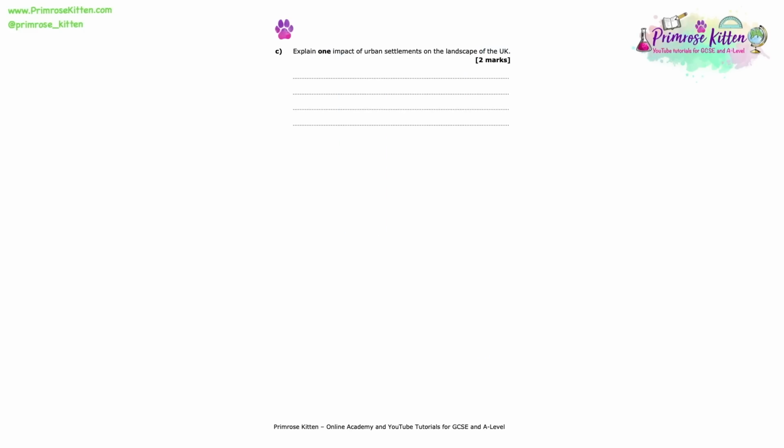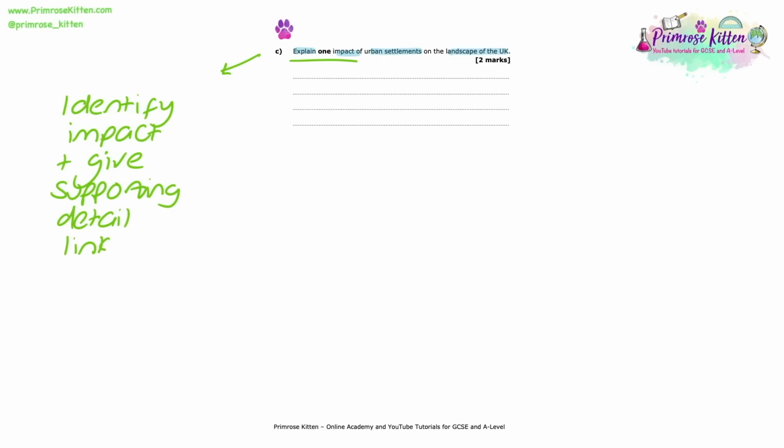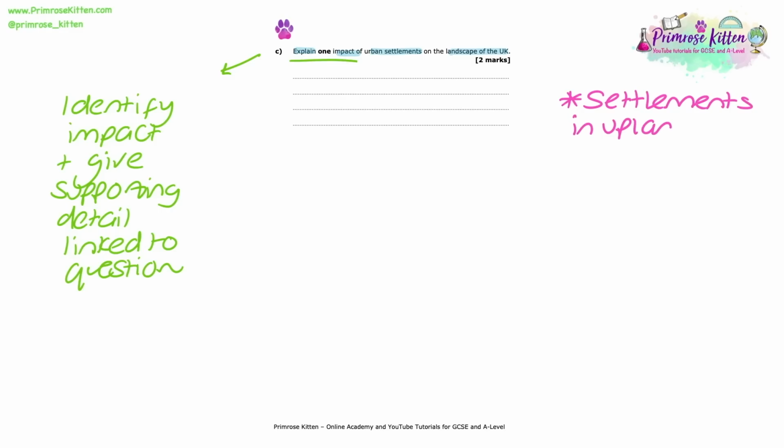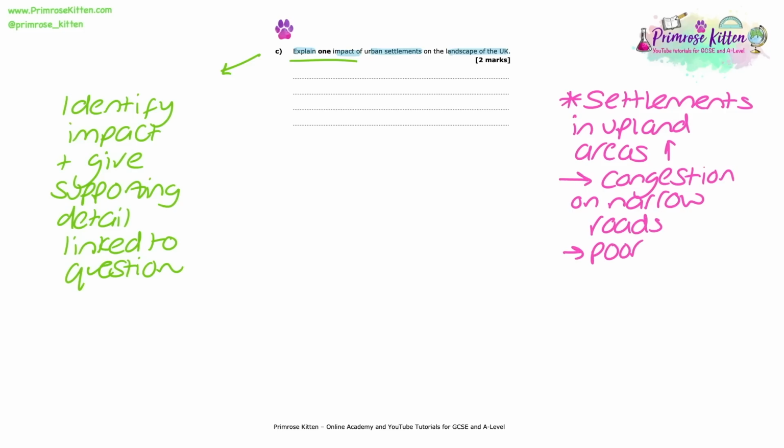Part C. Explain one impact of urban settlements on the landscape of the UK for 2 marks. To achieve the 2 marks, you will first of all need to identify an impact and then give some supporting detail linked to the question. One impact here might relate to the growth of settlements in upland areas as a result of tourism and an increasing number of people being able to work from home. A feature of these settlements is congestion on narrow roads as well as poor parking, both of which impact the landscape.